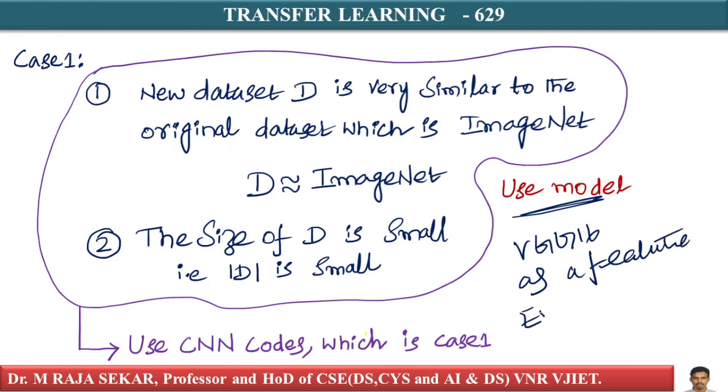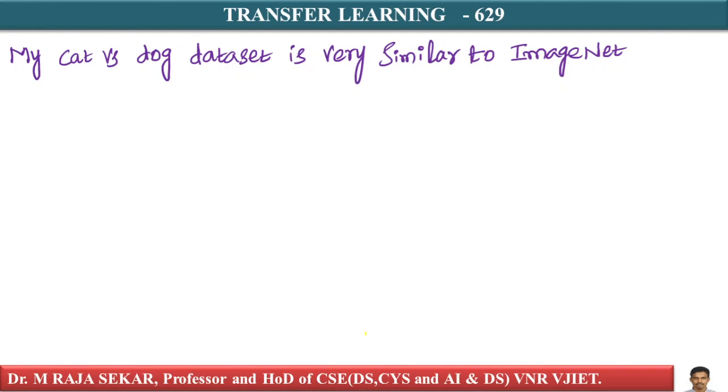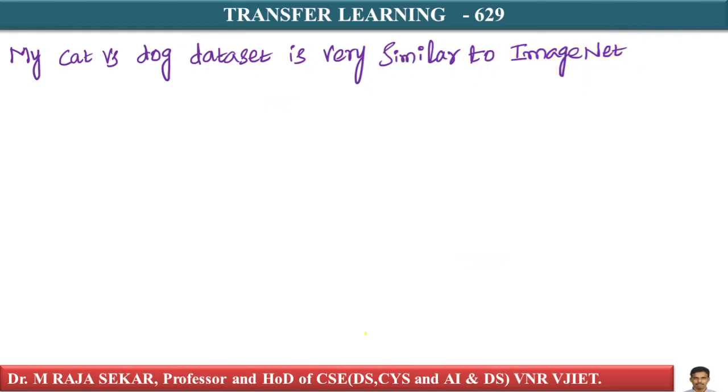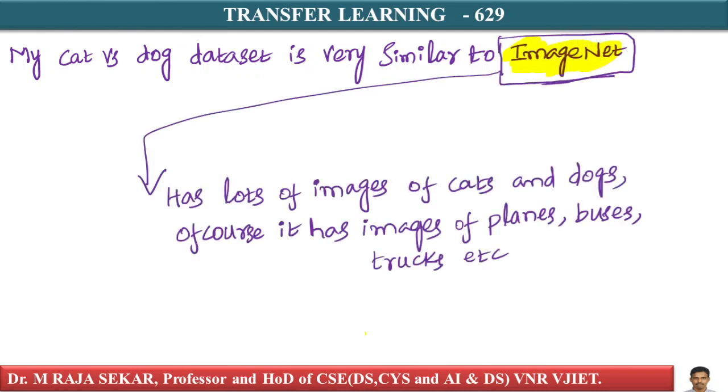Feature engineering tool. This we already discussed, isn't it? If your data set is small, let's say I just have maybe 2000 images. Data set is small means what? Let me assume there are 2000 images. I know my cat versus dog data set is very similar to ImageNet, because the ImageNet data set also has lots of images of cats and dogs.